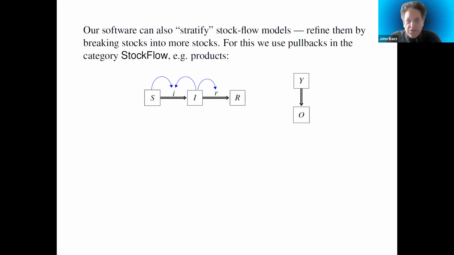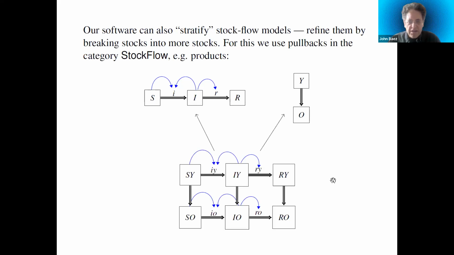But our software can also stratify StockFlow models, that is, refine them by breaking stocks into more stocks. And for this, we use pullbacks in the category StockFlow. For example, products. So here's a simple susceptible, infected, resistant StockFlow diagram. Here's an even simpler thing where young people turn into old people. Normally you would have more age groups, but here I'm just drawing 2.